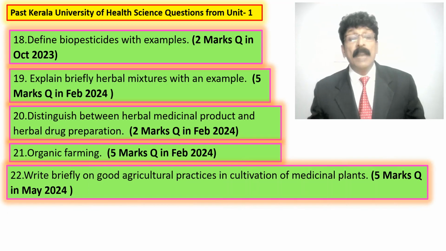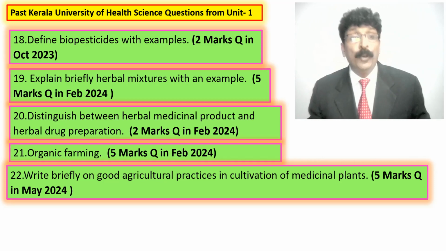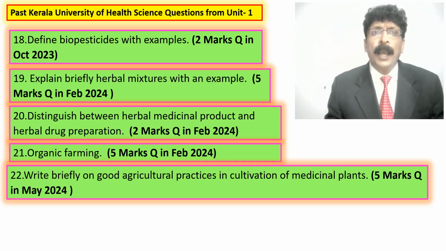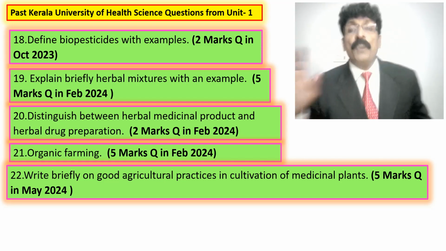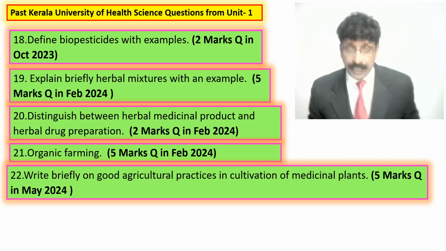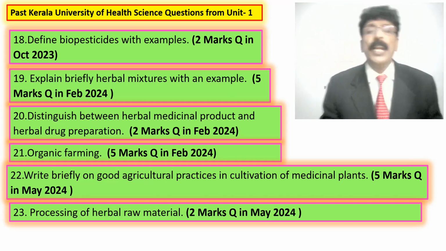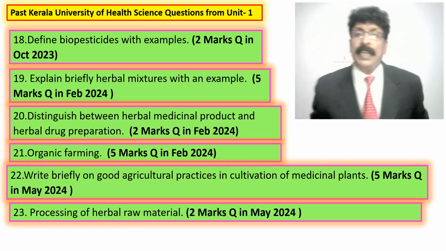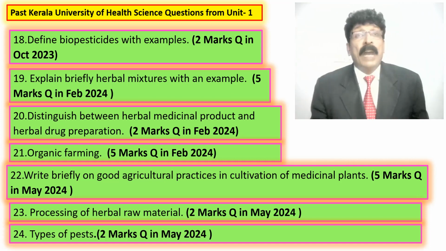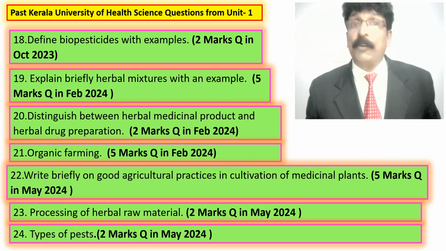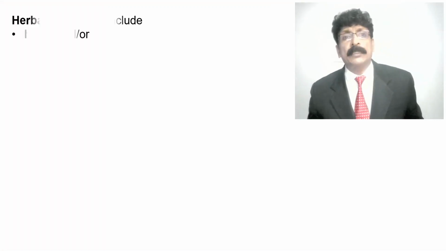And next come to May 2024, the next consecutive question paper. Write briefly on good agriculture practice in cultivation of medicinal plants, a 5-mark question in May 2024. Processing of herbal raw materials, a 2-mark question in May 2024. And types of pests, they have asked as a 2-mark question in the same question paper, May 2024. So it's a very interesting subtopic.